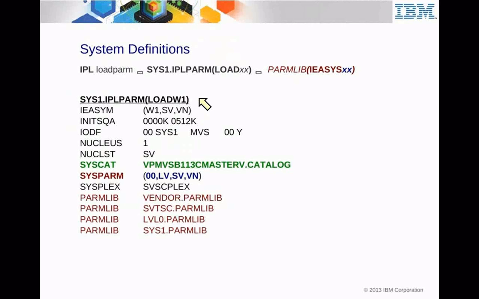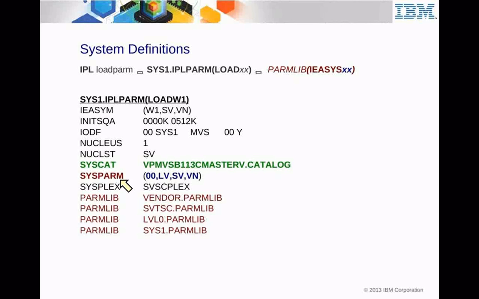This is an example of what's in SYS1.IPLPARM LOADW1. There are things in here. Notice this entry here, SYSCAT. This is the master catalog. This entry says you have a volume label out there that's VP-MVSB. That should be the volume label, and it turns out that it's on device 113C. That's the hardware device address. And the master catalog name is MASTERV.CATALOG. You should find your master catalog there.